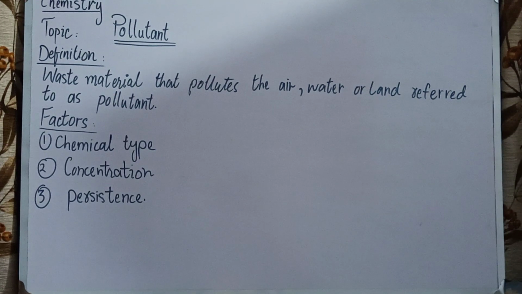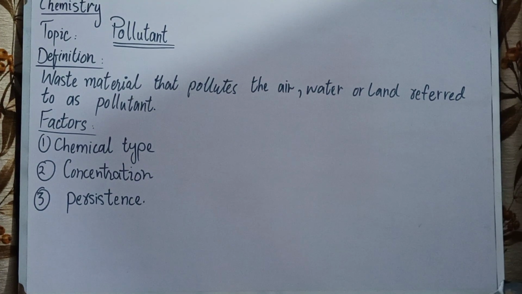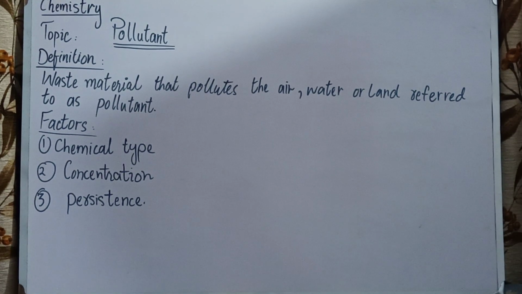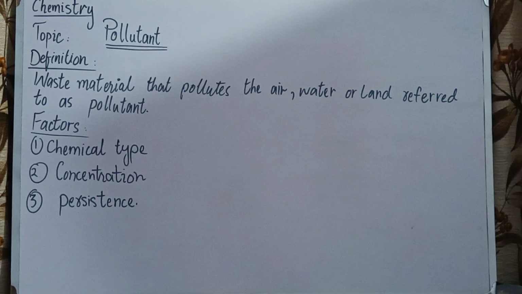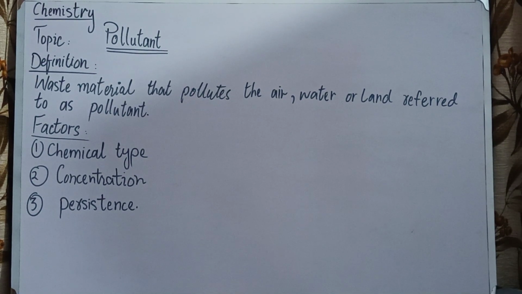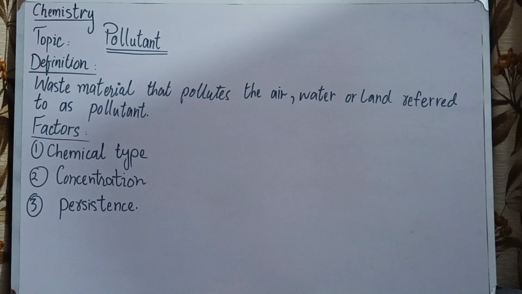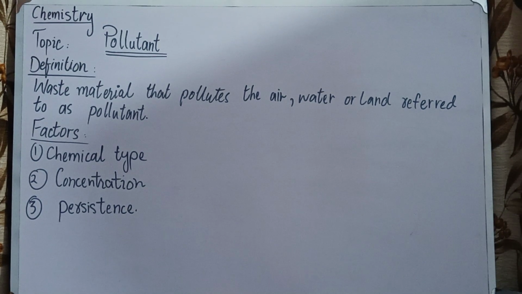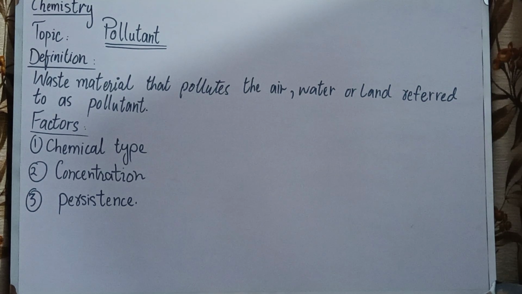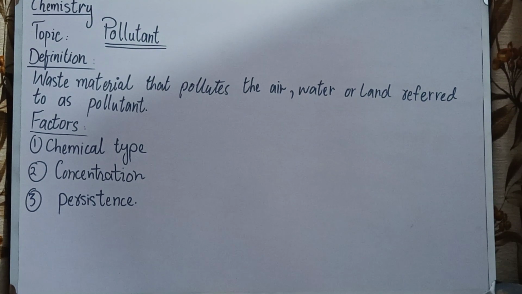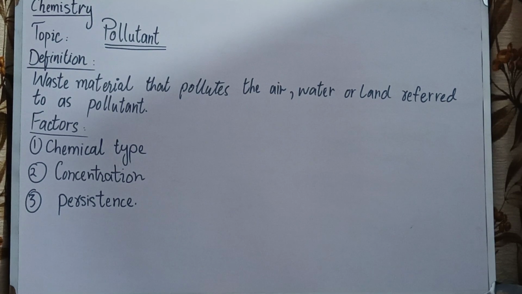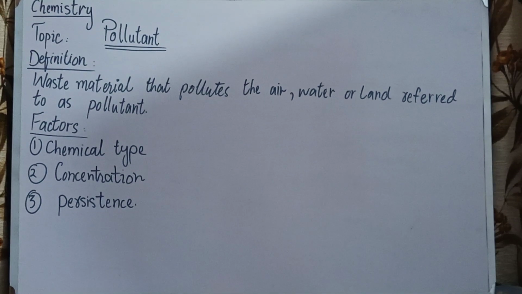Chemical type means what type of chemical is present as pollutant. Is it really harmful or moderately harmful? And how much is the concentration? If it is concentrated, then it is harmful. If its concentration is not high, then it will not harm as much as you think. And the third factor is persistence. Persistence means whether it is continuous or not. Does it continuously harm the environment or not?